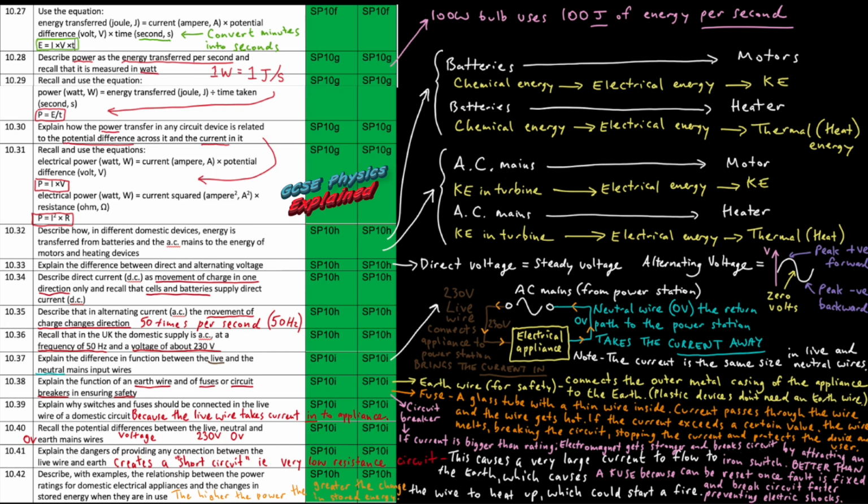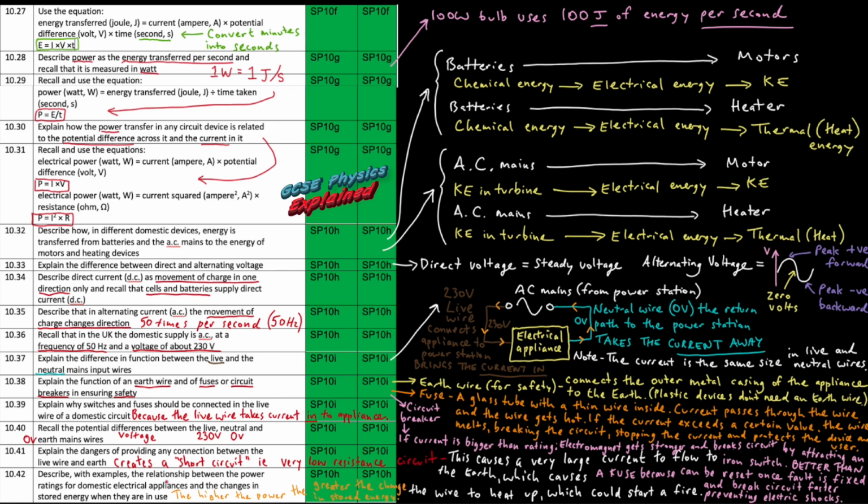Explain the dangers of providing any connection between the live wire and earth. So that could be like you grabbing the live wire and standing on the earth. So basically you'll get a shock. That would create a short circuit, which would be a very low resistance circuit. Now, if the resistance goes down, that causes a very large current to flow to the earth, which causes the wire to heat up, which could start a fire. So the dangers of creating a short circuit is it could cause a fire because the current gets big. You could also get an electric shock.